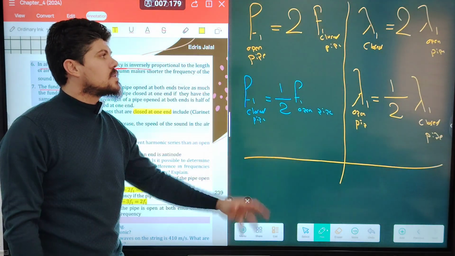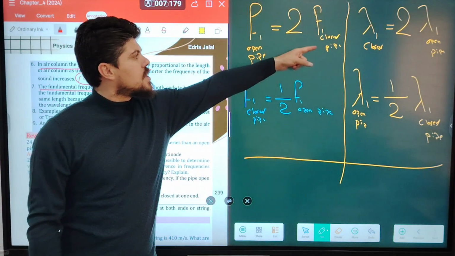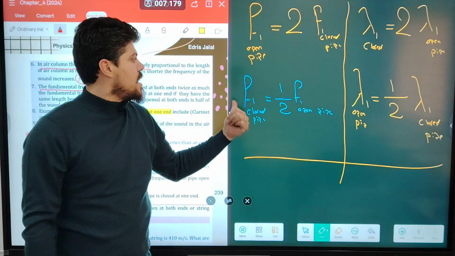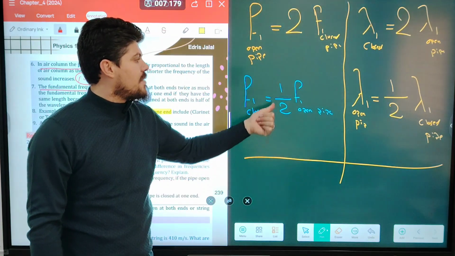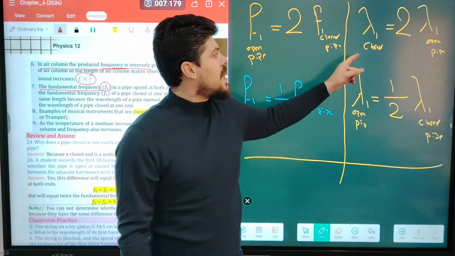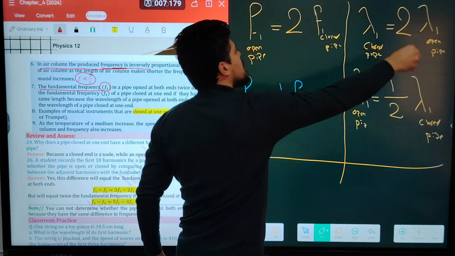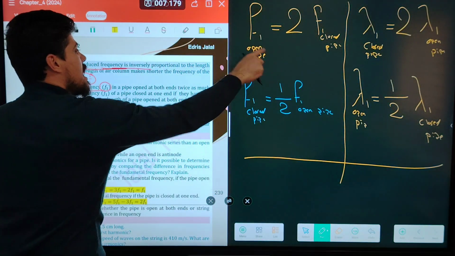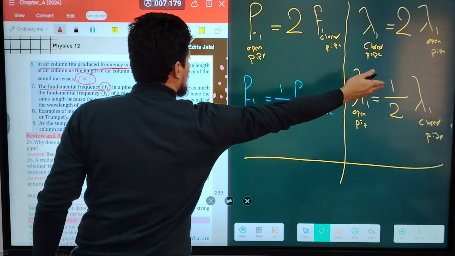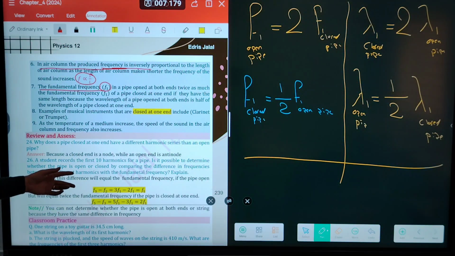Which of the following is correct? F1 open pipe is twice as much as F1 closed pipe? Yes. F1 closed pipe is equal to half of F1 open pipe? Yes. Lambda 1 closed at one end, closed pipe, is equal to twice lambda 1 open pipe? Yes. Lambda 1 open pipe is equal to half of the lambda 1 of the closed pipe? Yes. All are correct. Be careful. Okay?